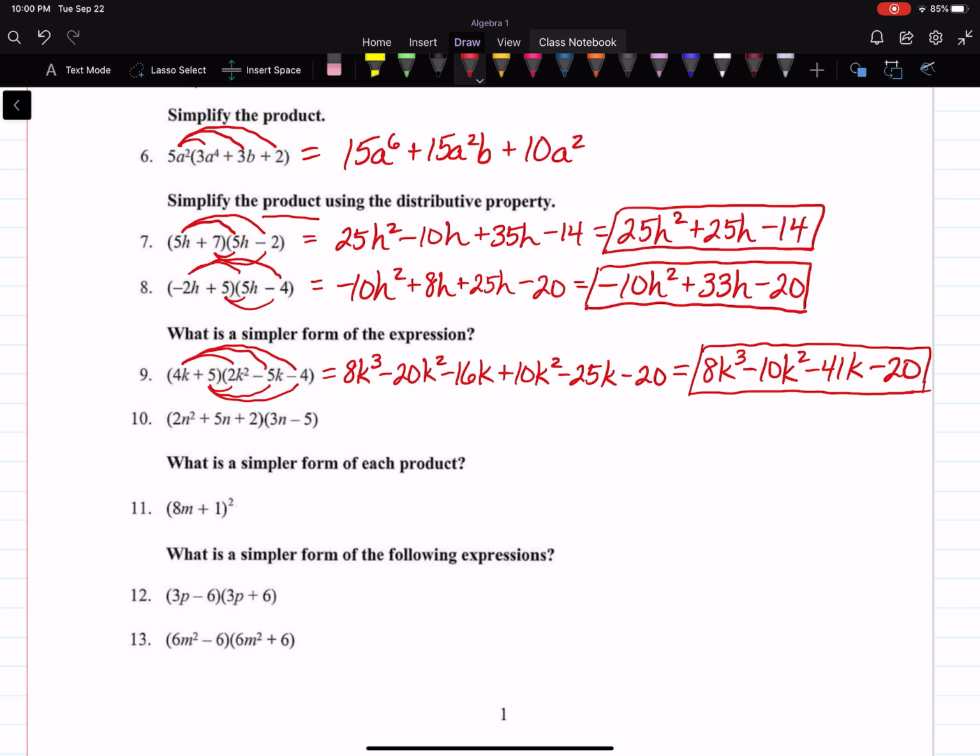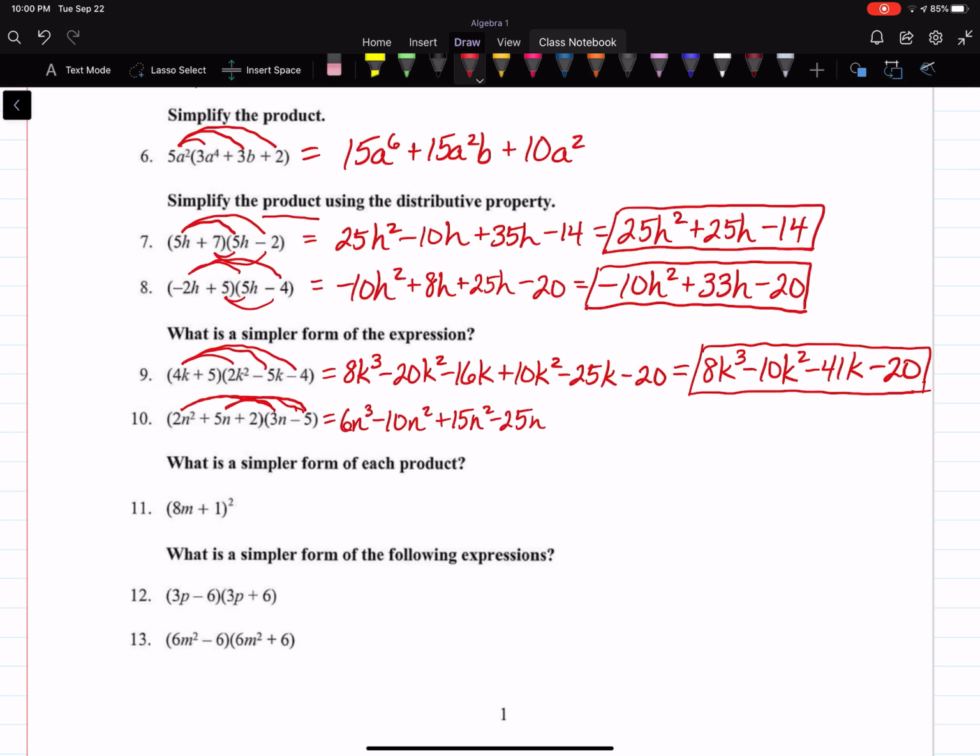Okay. 10, you're doing a trinomial times a binomial. So, let me get these out of the way. We're going to say 2n squared times 3n will be 6n cubed. 2n squared times negative 5 is negative 10n squared. Then we go to the 5n. 5n times 3n is positive 15n squared. 5n times negative 5 is negative 25n.